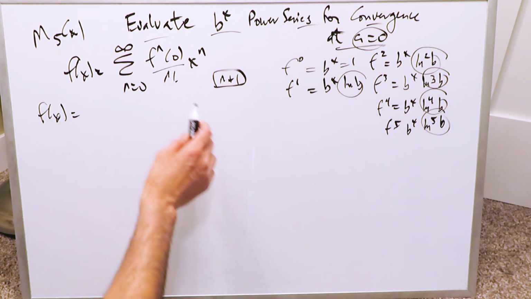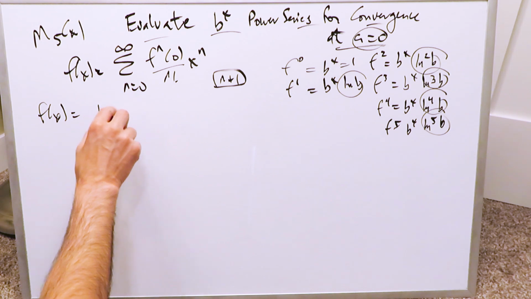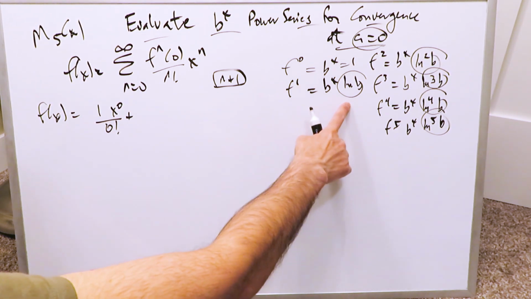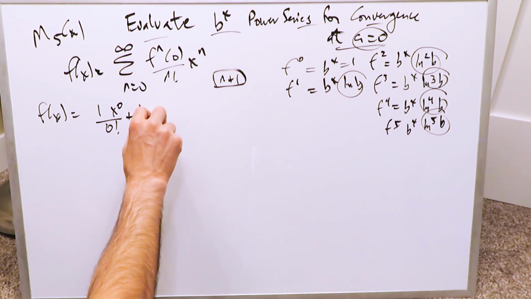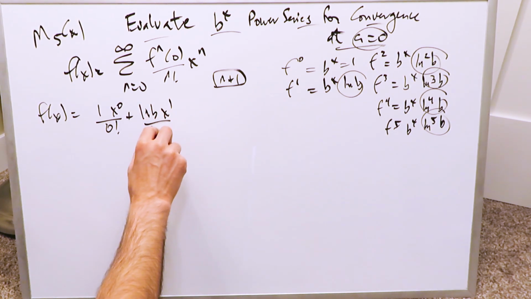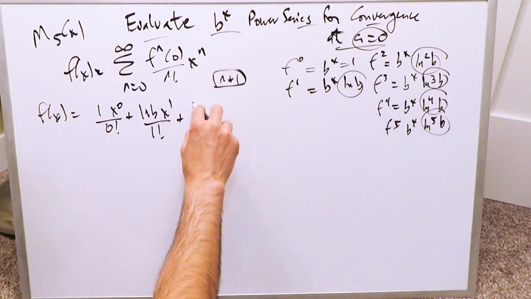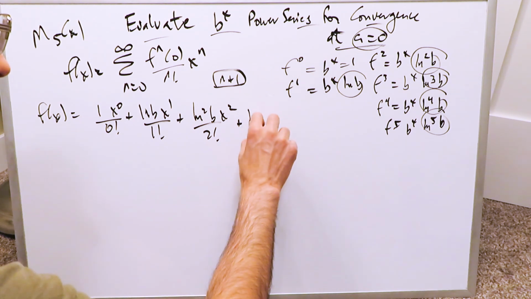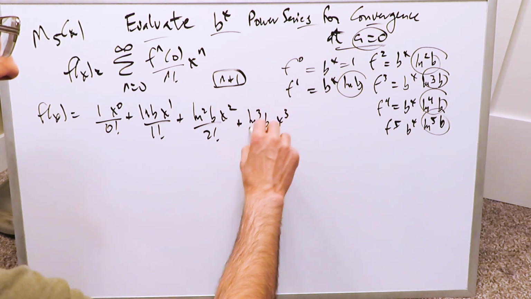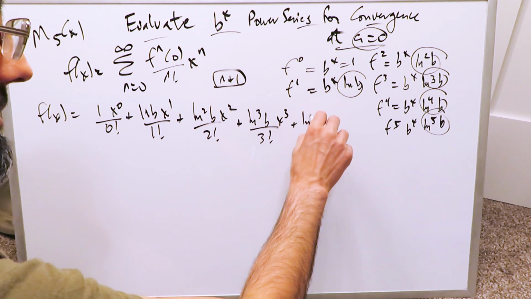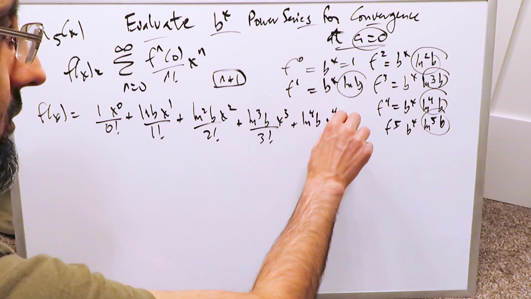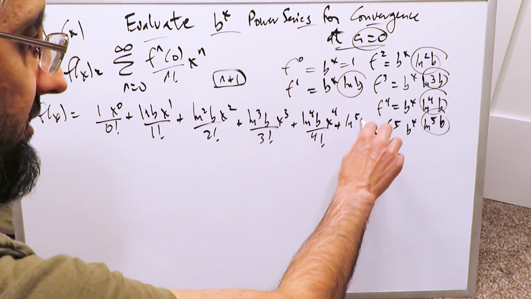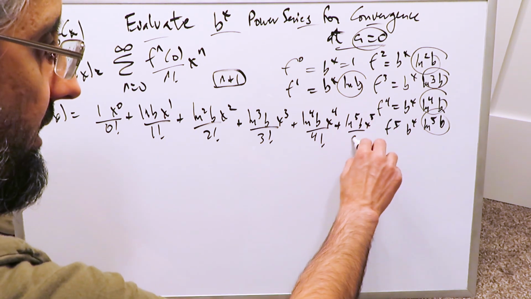Let's do it. What's the first item? The first item is going to be 1 times x to the power of 0 divided by 0 factorial. The next item is going to be this, just the natural log b x to the 1 over 1 factorial, then natural log square b x to the 2 over 2 factorial, and then after this we'll have natural log cube b x cube over 3 factorial. Here we have natural log to the power of 4 b x to the 4 over 4 factorial, and last item will be natural log to the power of 5 b x to the 5 over 5 factorial.